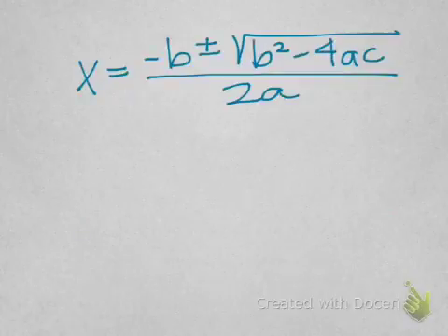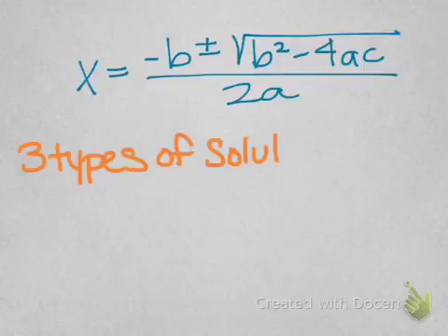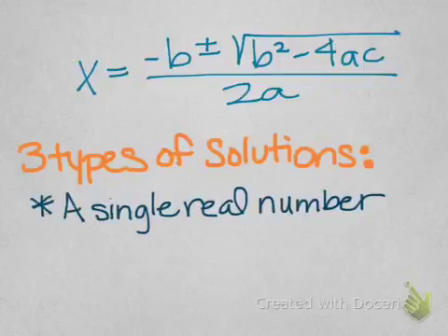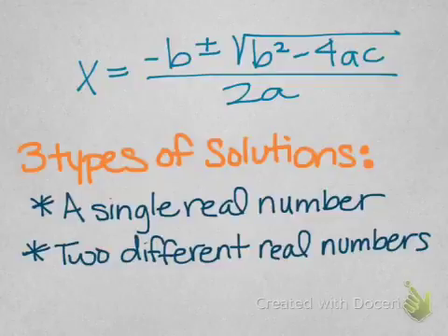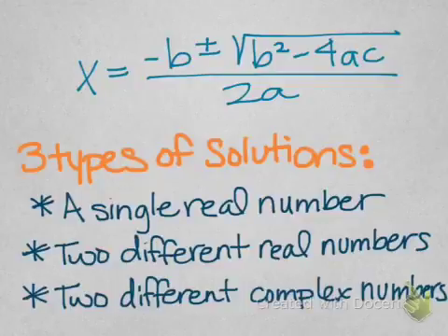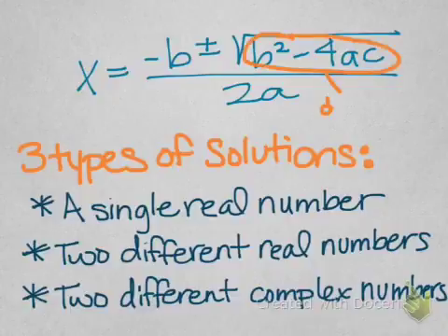Okay, so just as a review, the quadratic formula is the opposite of b plus or minus the square root of b squared minus 4ac all over 2a. And when you have problems that you're solving using the quadratic formula, there are three types of solutions. You can have a single real number, you can have two different real numbers, or you can have two different complex numbers. The part that's under the square root, b squared minus 4ac, is called the discriminant.